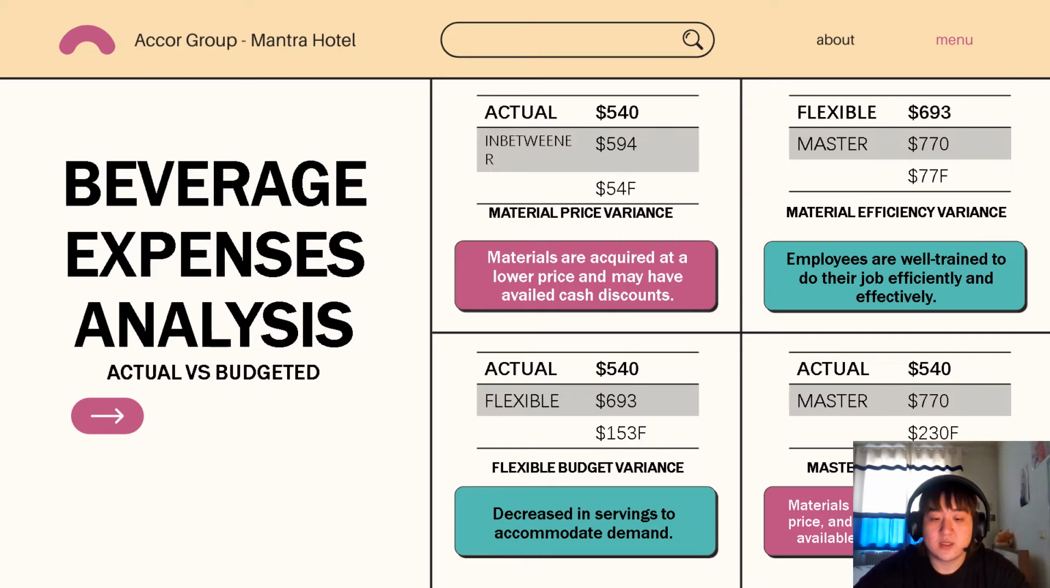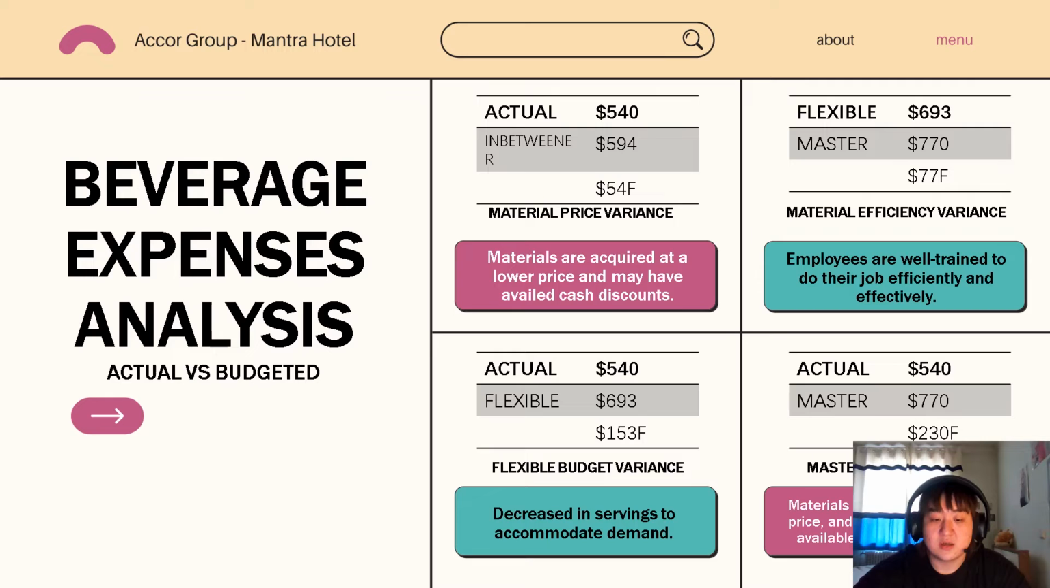Its flexible budget variance is $153 favorable. This results in a positive impact on the profitability of the company. A possible reason for this is that management may have decided to decrease the serving of beverage during the event to accommodate the demand for the product.